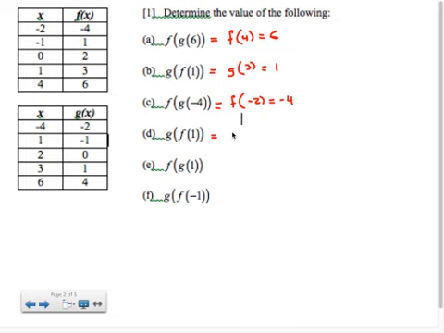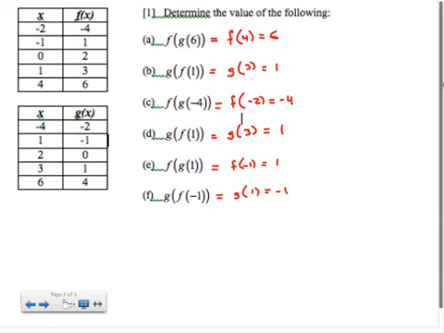G of f of 1. Well, g of, what is f of 1? F of 1 is 3, and g of 3 is 1. F of g of 1. G of 1 is negative 1, so we are really finding f of negative 1. And f of negative 1 is 1. And finally, g of f of negative 1. So g of 1, and g of 1 is negative 1.